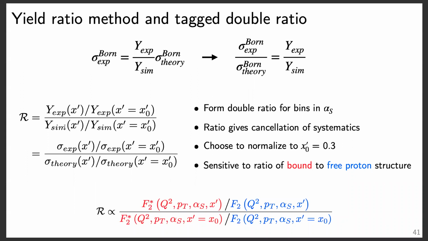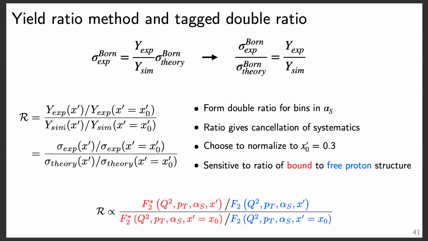So I think it's the yield at a given x prime divided by the yield at x equals 0.3. Right, and then you do that separately for your measurement and the theory. And the theory has no EMC effect. Right.